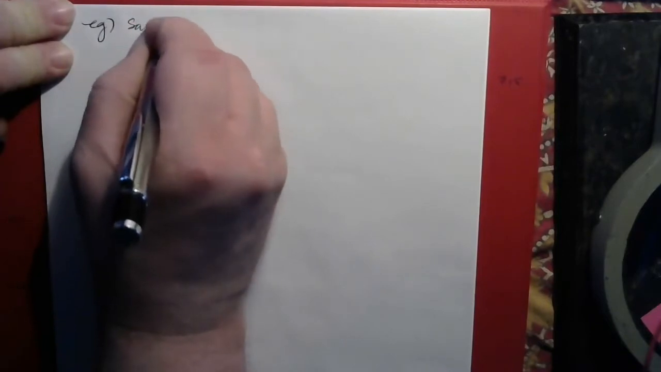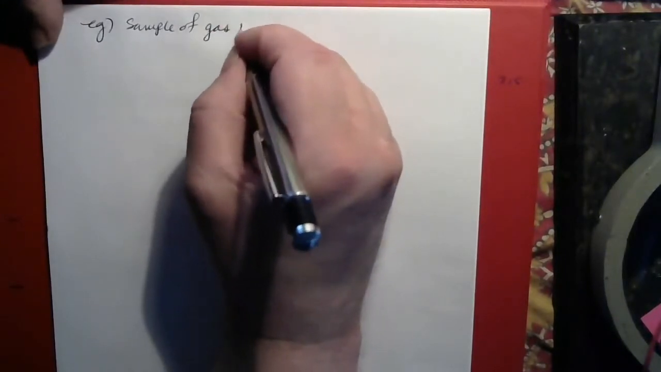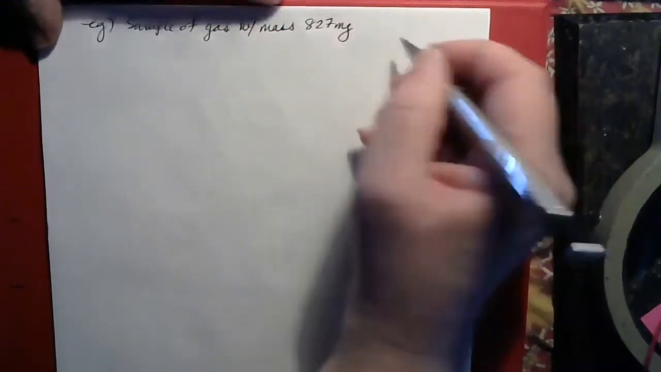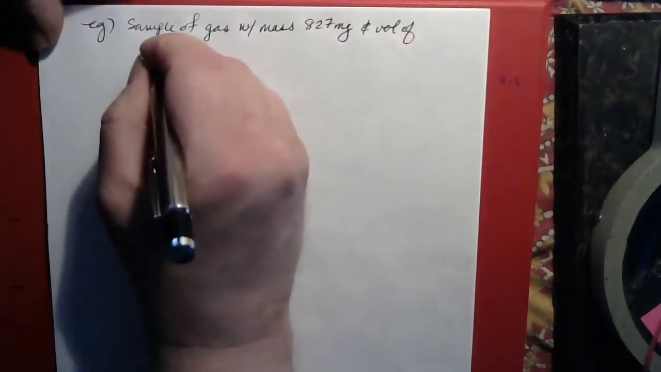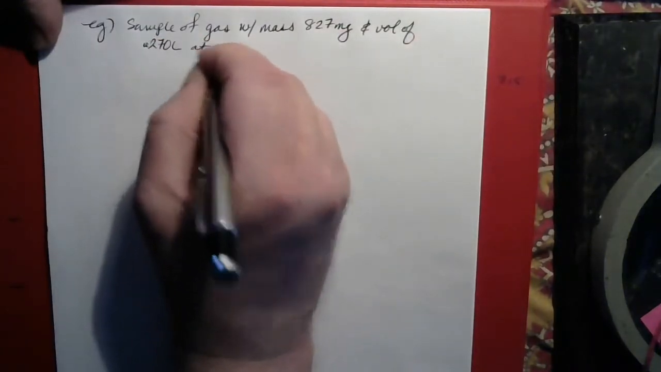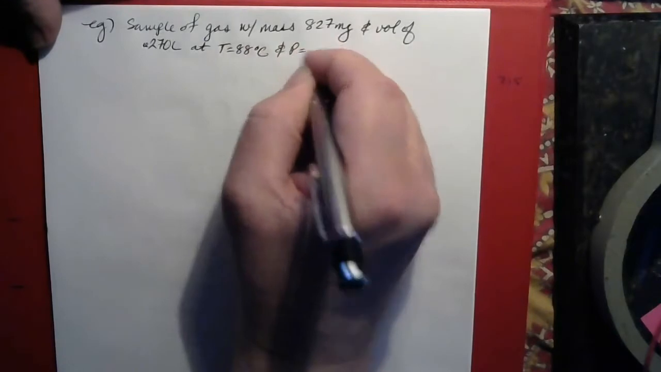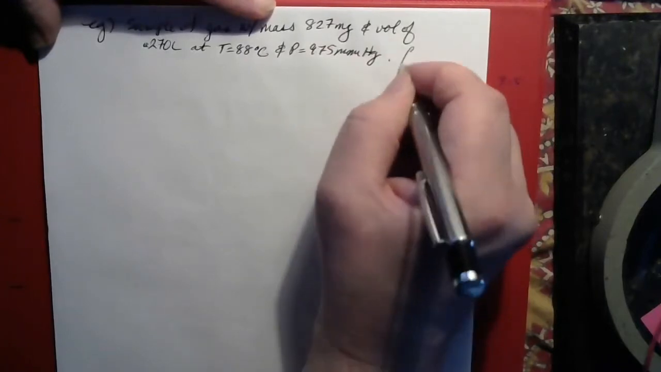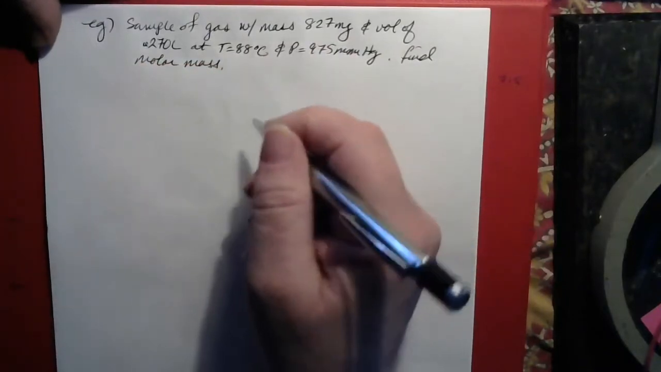Start a new page here. So we've got a sample of gas that has a mass of 827 milligrams and a volume of 0.270 liters at a temperature of 88 degrees Celsius and a pressure of 975 millimeters of mercury. Well, and we want to find the molar mass.